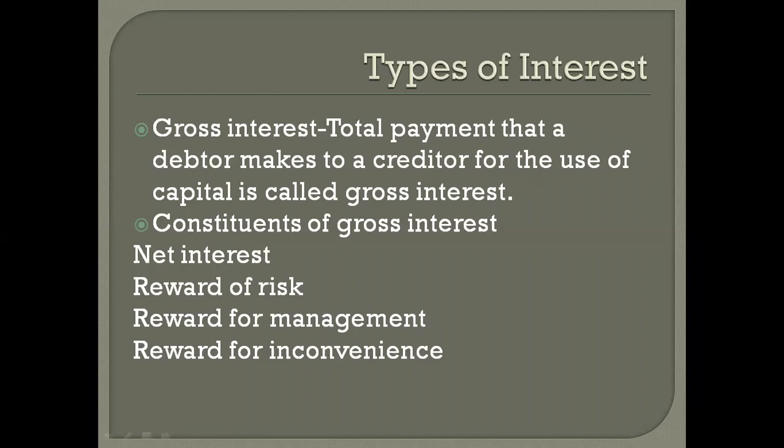Then I have reward for inconvenience. Inconvenience means when you need money, that person is not able to pay you the money as well as the interest. For that reason, say that person charges 0.25%. So 1.75 plus 0.25 is 2%. Again for inconvenience, 0.25, so 2.25% is the gross interest. These are only hypothetical figures. You may take any example for the same, right?